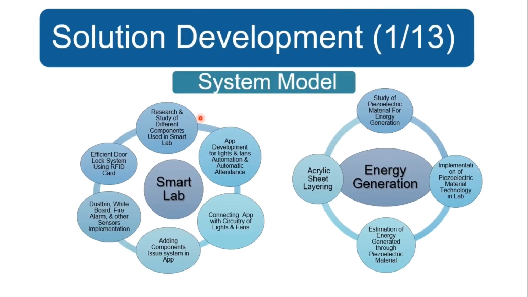Our project consists of two parts. One is energy conservation and the other is energy generation. The first part, energy conservation, is done by making advancements in the lab like an automatic attendance system, automatic component issue system, controlling lights and fans using an application, an efficient door lock system, an automatic dustbin, and a whiteboard clearance system. The other part is energy generation, which is done by using piezoelectric material.